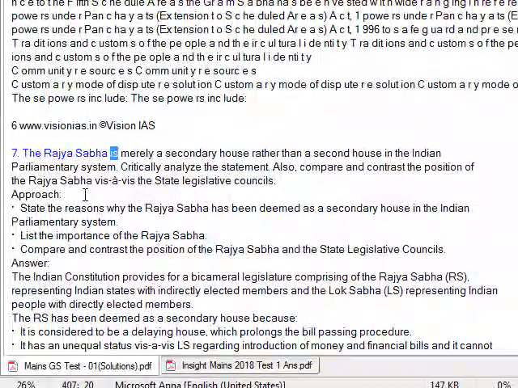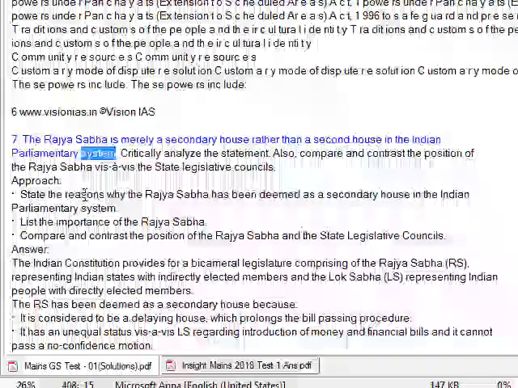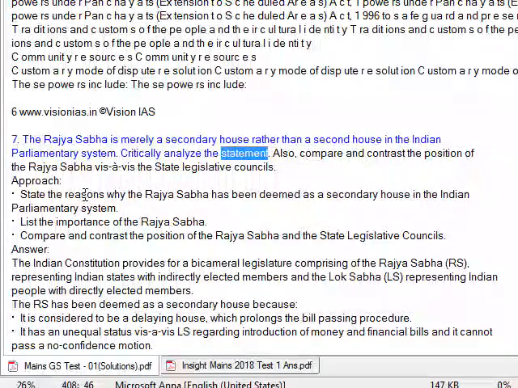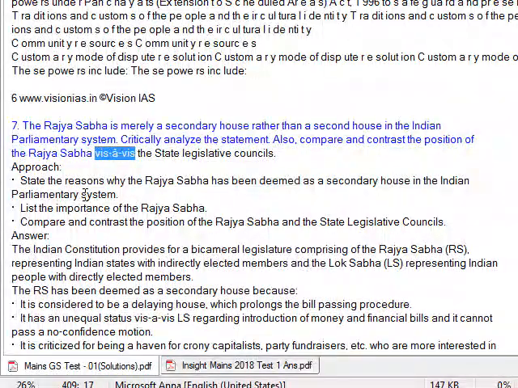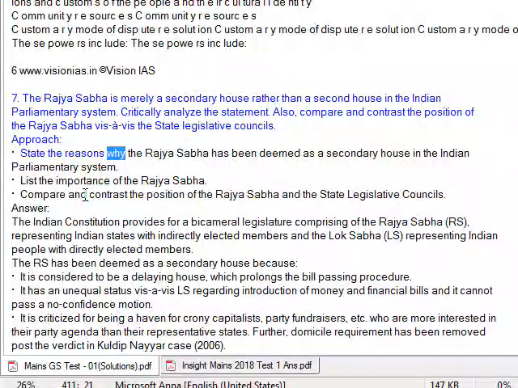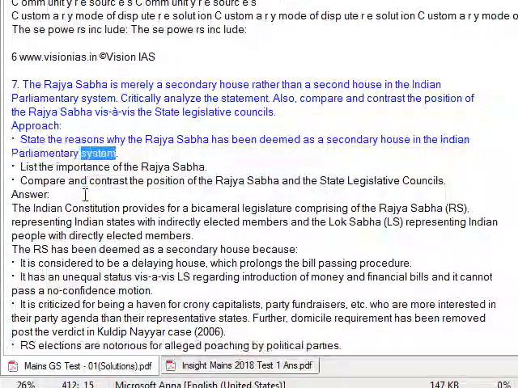The Rajya Sabha is merely a secondary house rather than a second house in the Indian parliamentary system. Critically analyze the statement. Also, compare and contrast the position of the Rajya Sabha vis-a-vis the state legislative council's approach. State the reasons why the Rajya Sabha has been deemed as a secondary house in the Indian parliamentary system.